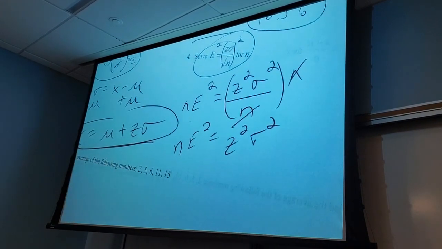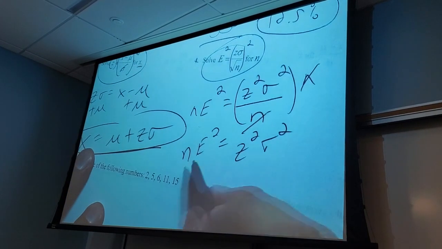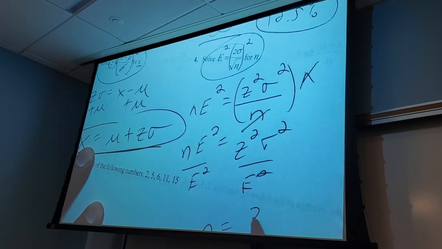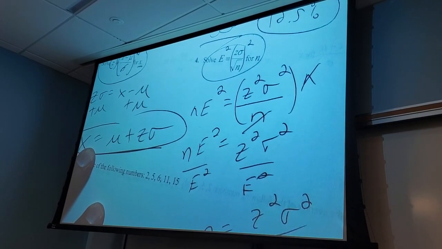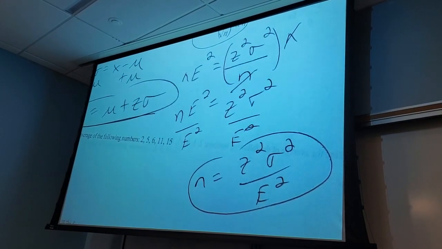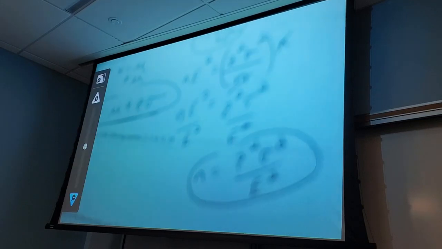Then I'm one step away. How do we get n by itself? Yeah, this is n times e squared. Let me divide by e squared. So then I get n equals z squared sigma squared over e squared, which again is not just a fever dream of mine. It's an actual equation that we're going to use.